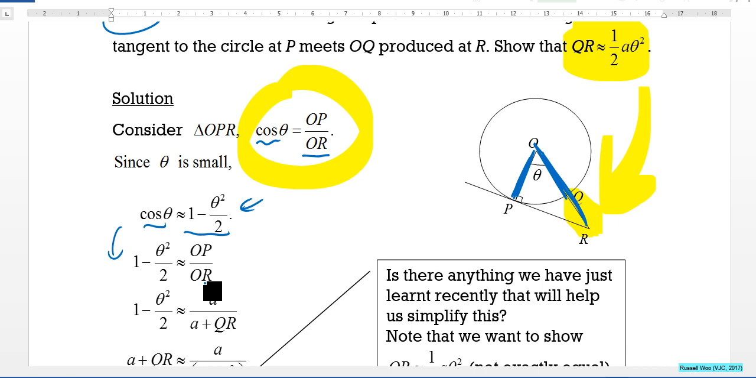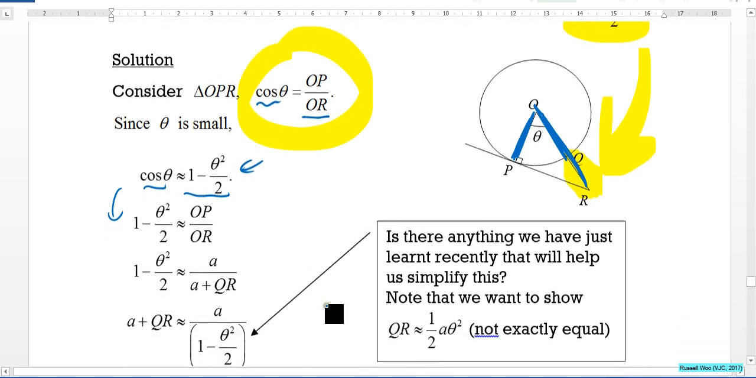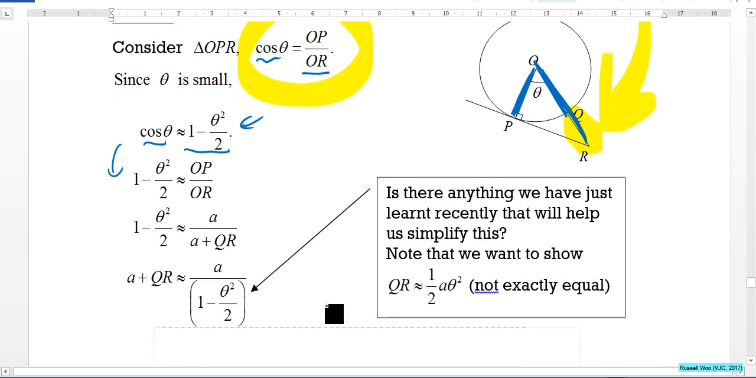Okay? Now, OP is just A because it's the radius. Yes? OR is just the radius plus the distance QR. So the radius plus the distance QR. Can I make QR the subject of the formula I get here? Correct? Yes? I bring this across.